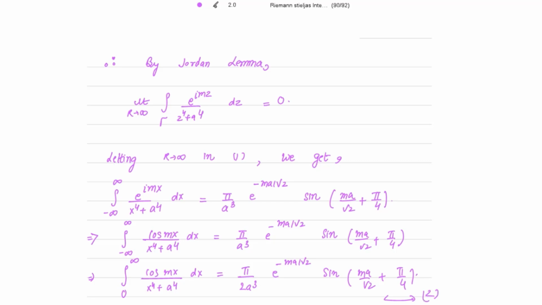Alright, so just mark this as 2. Finally we get a result. Now the second part is we have to deduce another result. For that, just differentiate this whole equation 2 with respect to m.